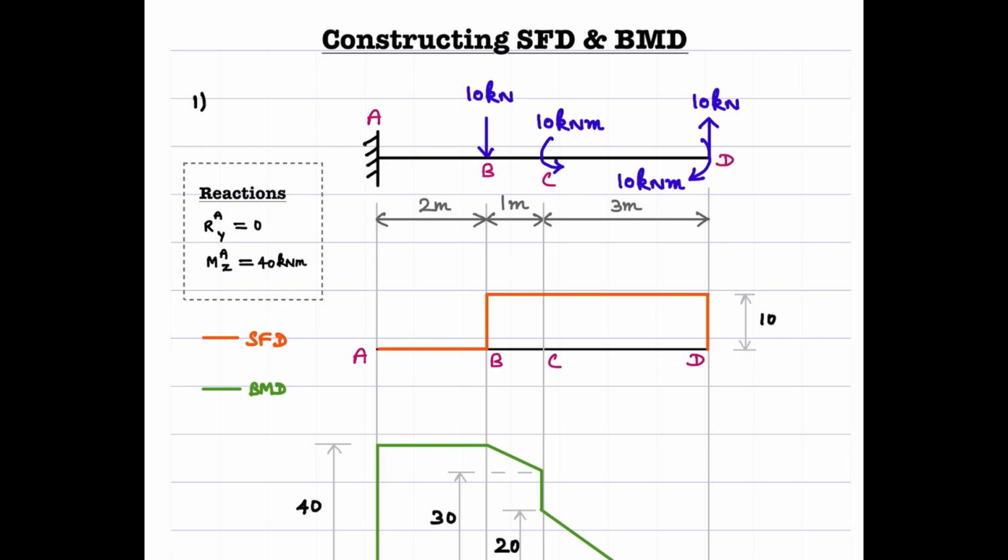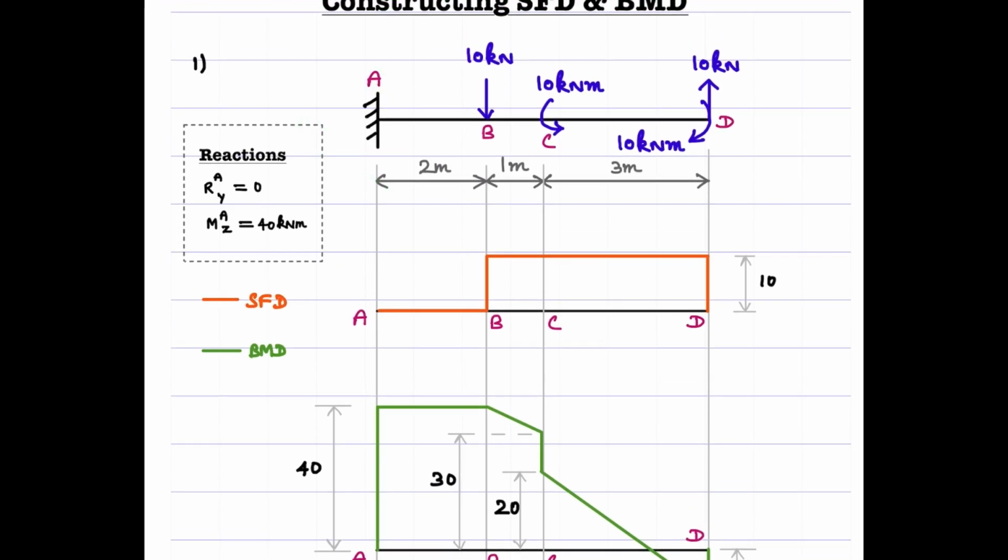The first step is to determine the reactions. One can easily do it here. One can see that the vertical reaction here is going to be zero, whereas the clockwise reactive moment at this joint A is going to be 40 kilonewton meter. One can easily find that.